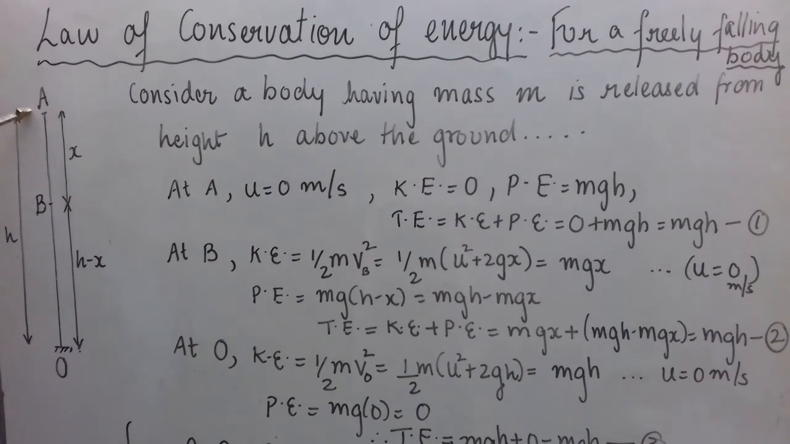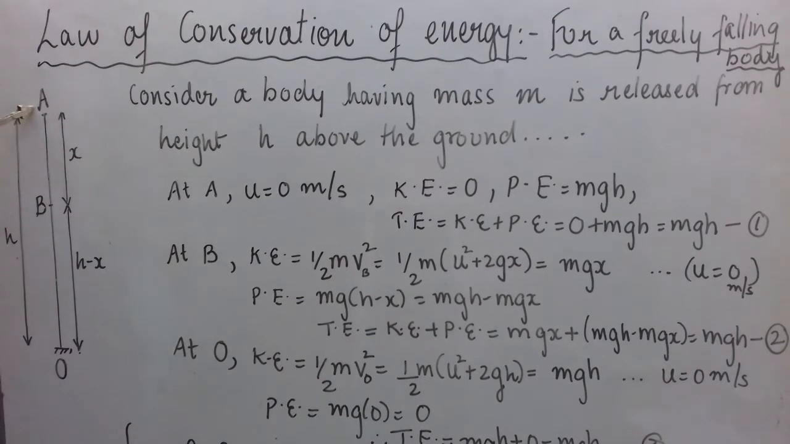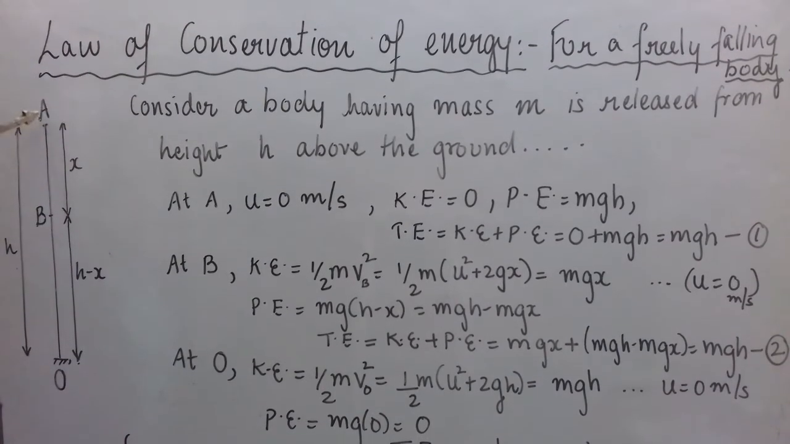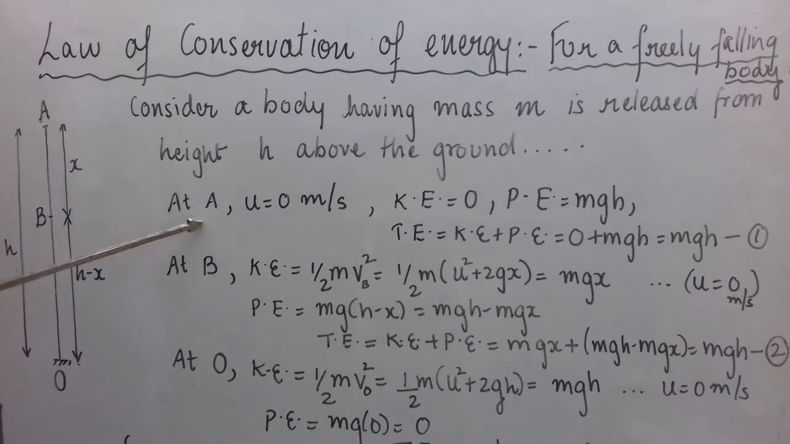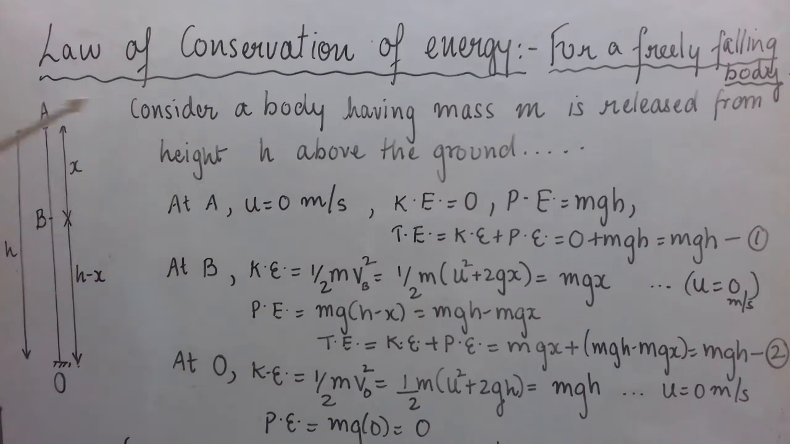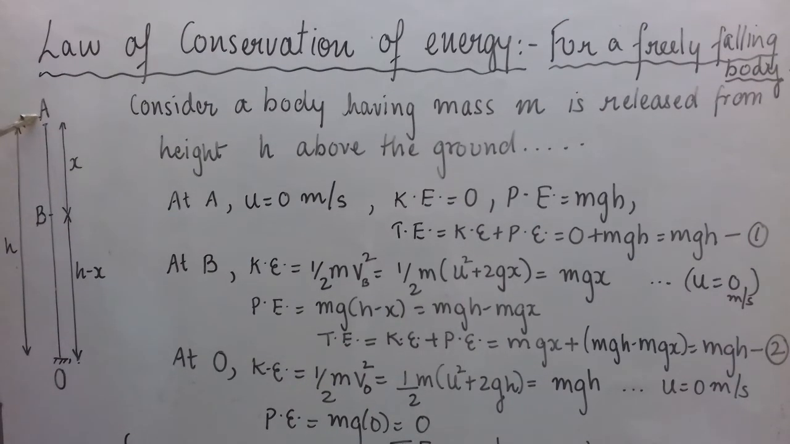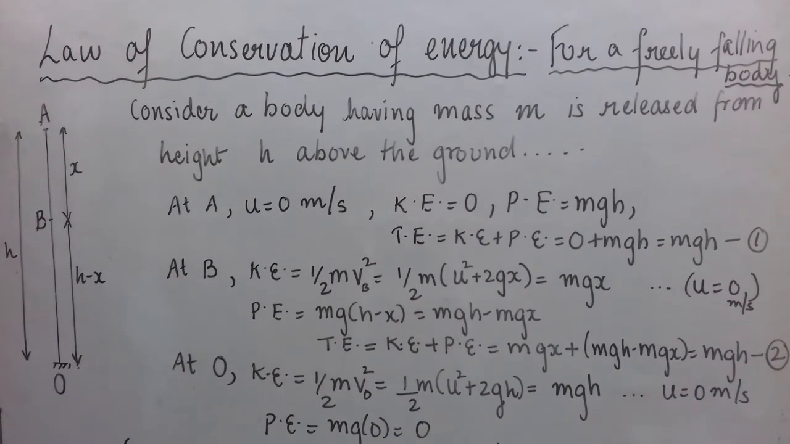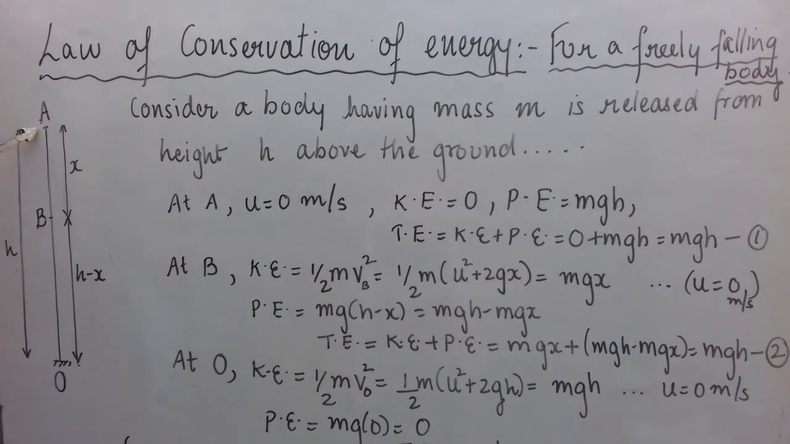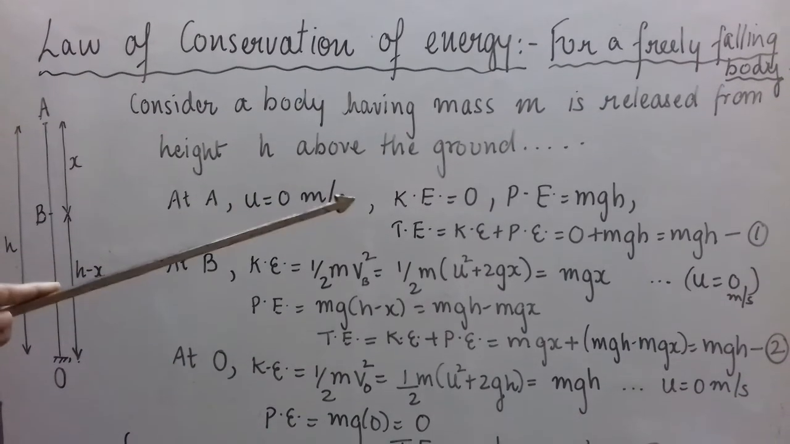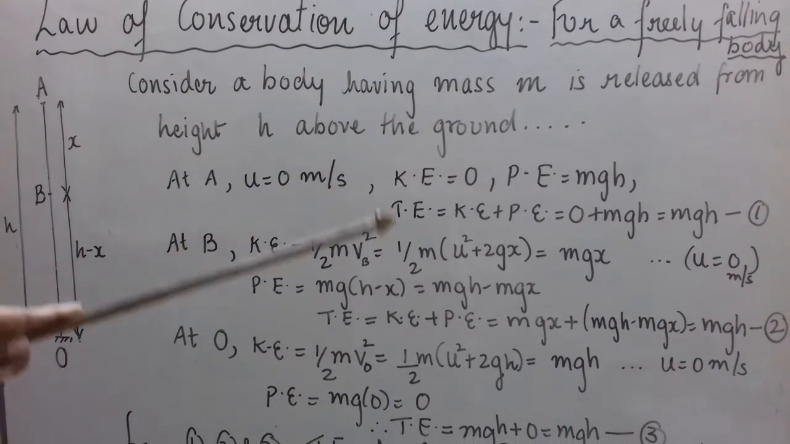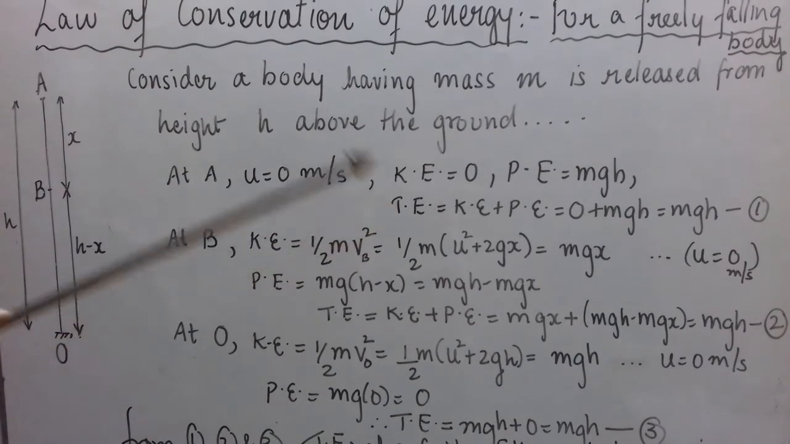Why? Because kinetic energy is half mv square, where v is its velocity at this point. And we know when it is released, its velocity here is 0. So at A, u is 0 meters per second, kinetic energy is half mu square, so kinetic energy is 0 joules. And potential energy will be mg into its height above the ground, that is h. So what will be the total energy at point A? Total mechanical energy we are talking about. That will be kinetic energy plus potential energy, so 0 plus mgh, which is mgh. I have numbered it as 1.